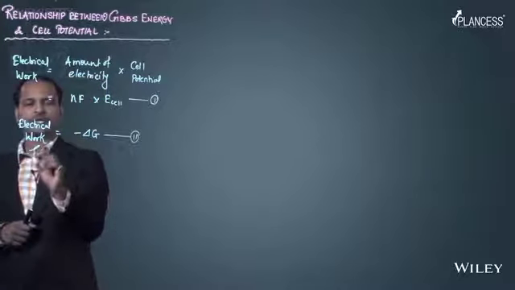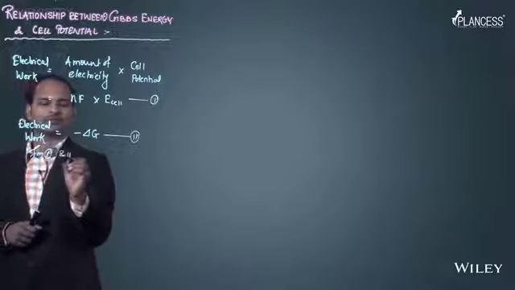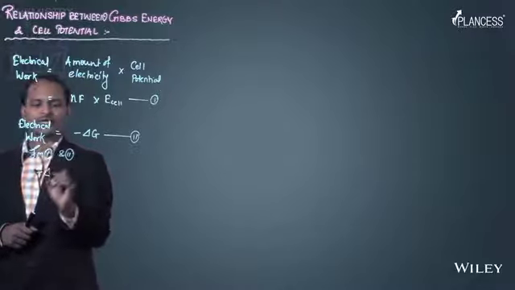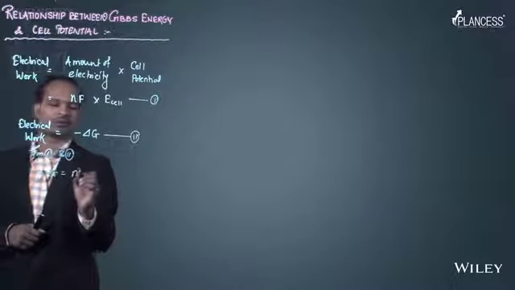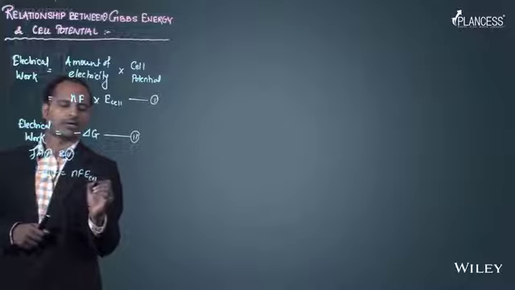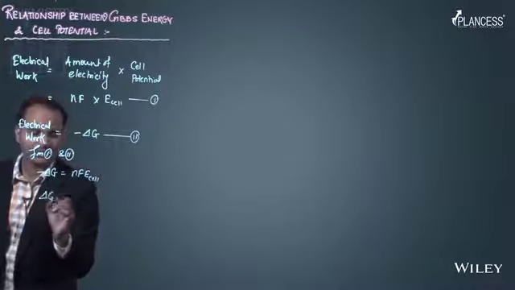So from 1 and 2 I can say that minus delta G is equal to nF E cell, or I can say delta G is equal to minus nF E cell.